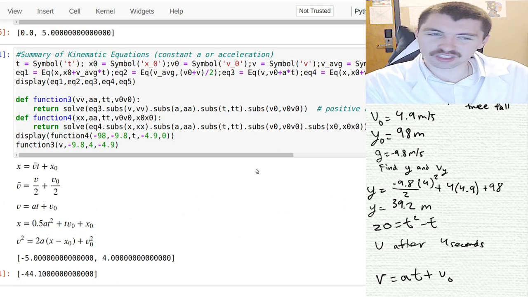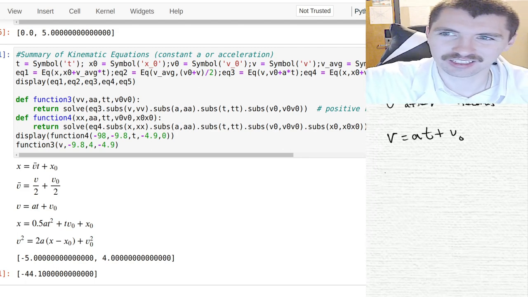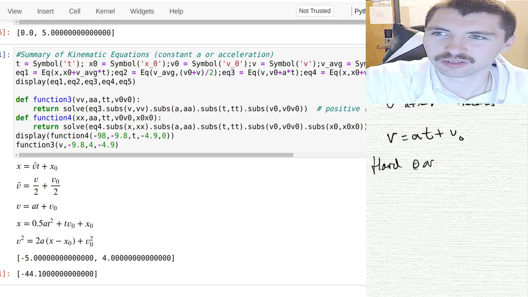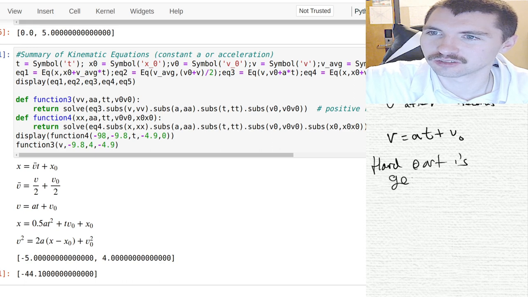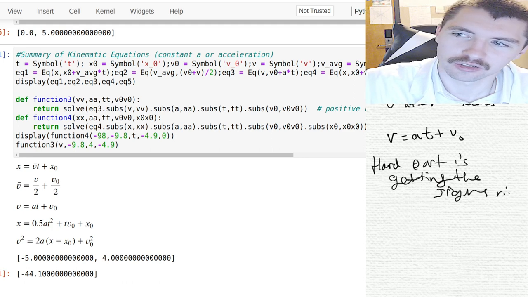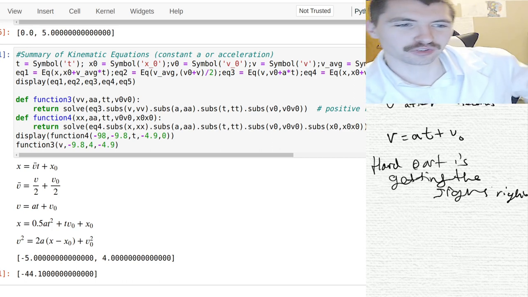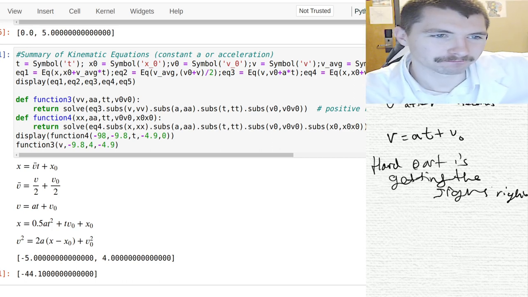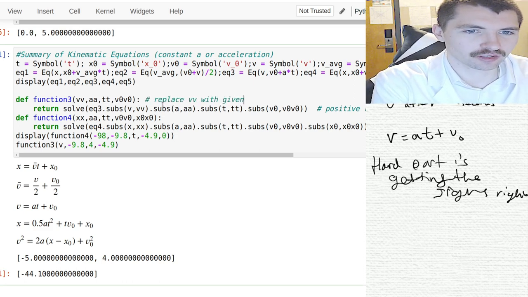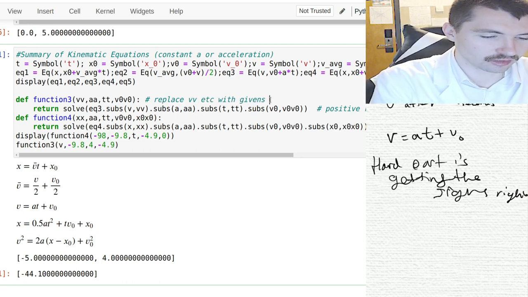The functions are working. The only hard part is getting the signs right. Otherwise, very satisfied with this method. So place V with givens.